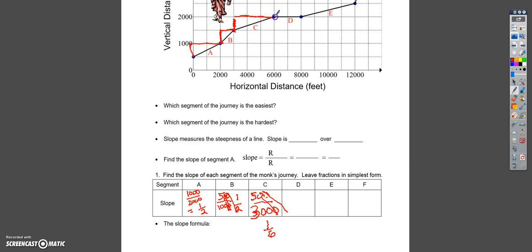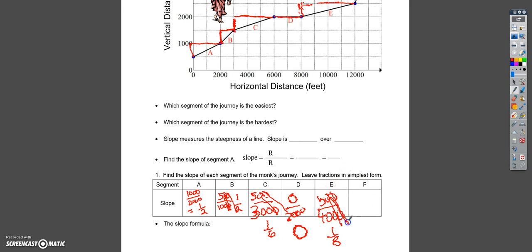D, we didn't rise at all, so that's 0. And we ran 2,000. But 0 divided by anything is 0. So segment D had a slope of 0. E, again, we rose 500. And we ran 1, 2, 3, 4,000. So that reduces to 1/8.